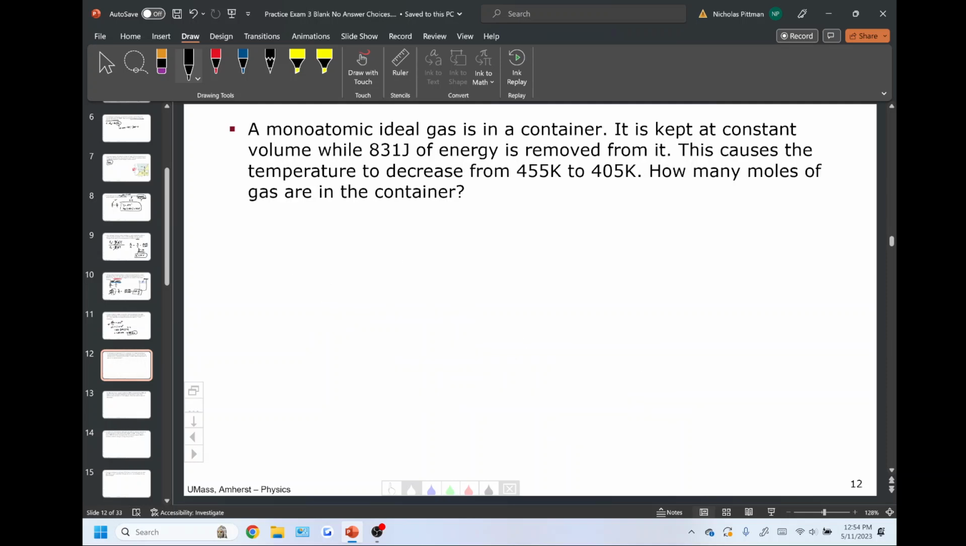Okay, let's see. We have the keyword constant volume, so isochoric process. We have the keyword monoatomic and also ideal gas, so we know specific heats when we need it. Okay. I should probably say, let's see, there's a couple ways you can attack this problem. I should probably say heat energy here. Let me just mark this down as notes.